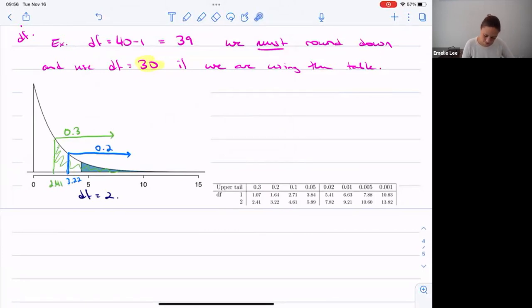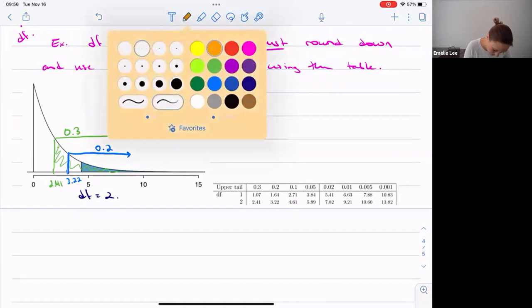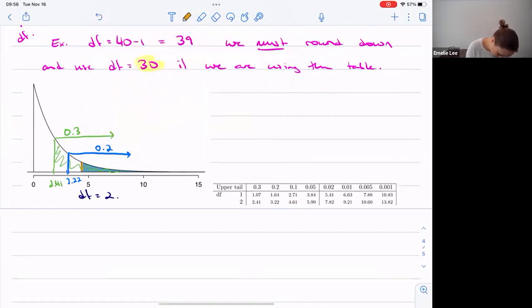4.61, that's the area that's been shaded, I think. Right. So here, 4.61, the area in the tail is 0.1. Once we reach 5.99, the area in the tail is 0.05.